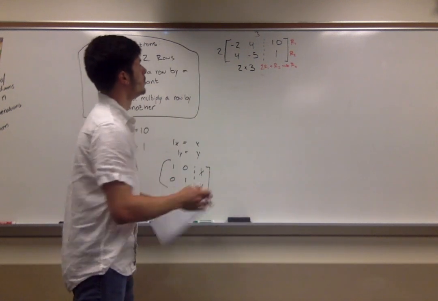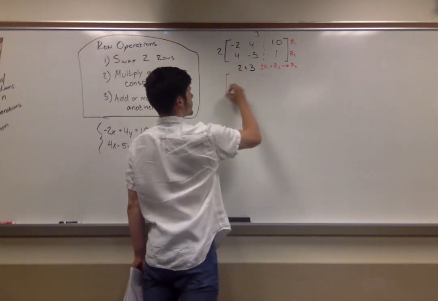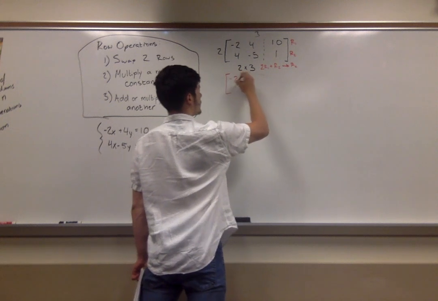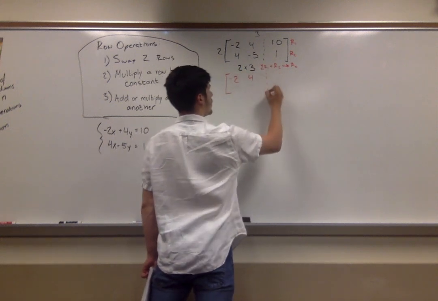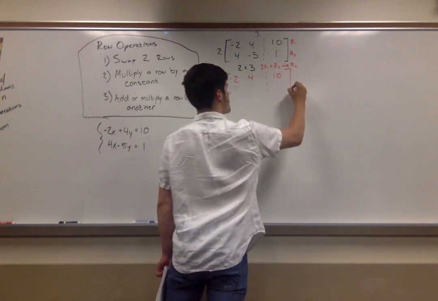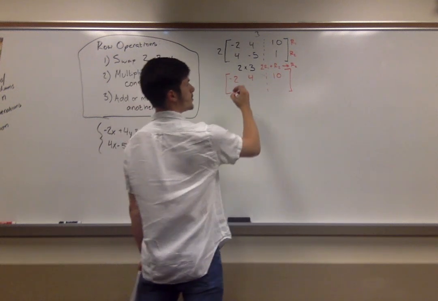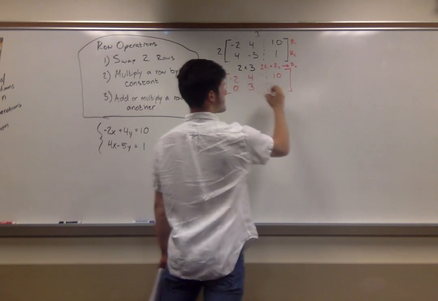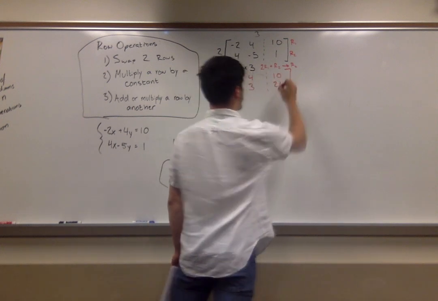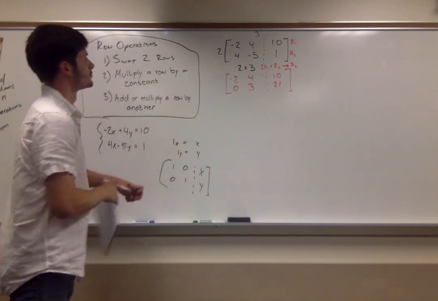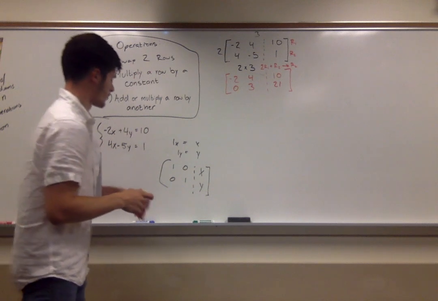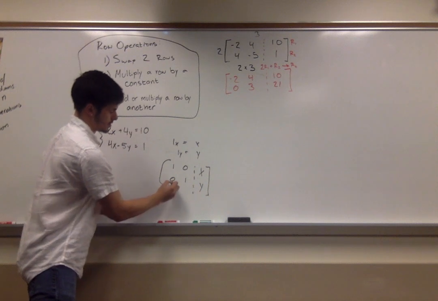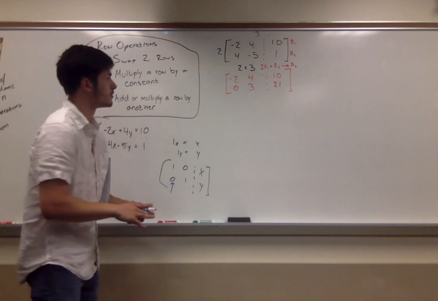And so our new matrix, the top row isn't going to change because we didn't mess with that at all. We got -2, 4, 10, and our bottom row is going to be 0, 3, 21. And so now we can see that we've got this. That's nice.